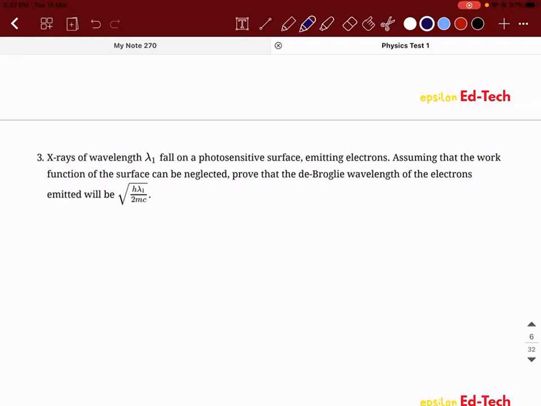So the next one is, you have X-rays of wavelength lambda 1 falling on a photosensitive surface. They are emitting electrons, assuming that the work function of the surface is neglected. So W naught, if I take it as 0, prove that the de Broglie wavelength of the electrons emitted is this much value. Now let us think of how to solve it.